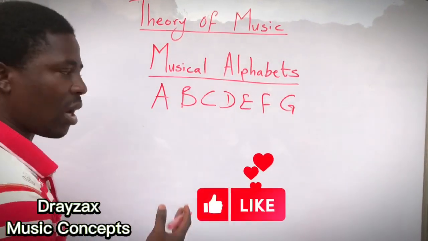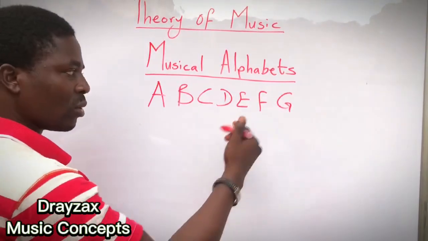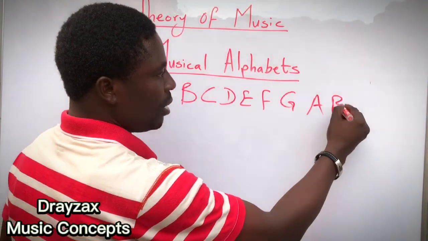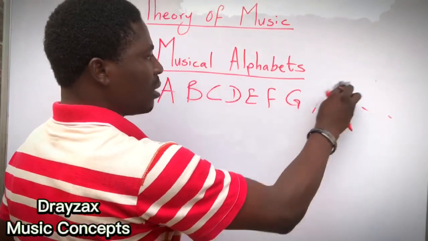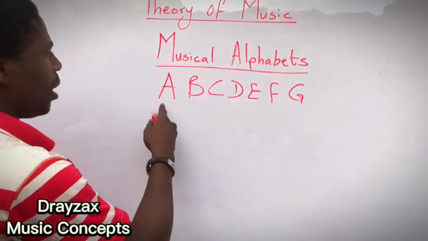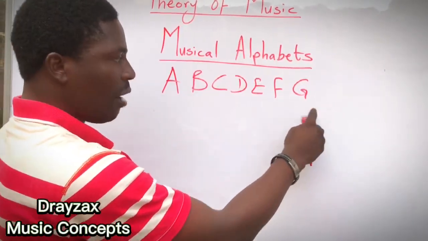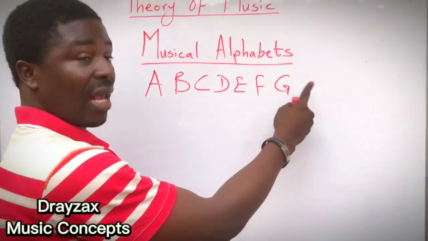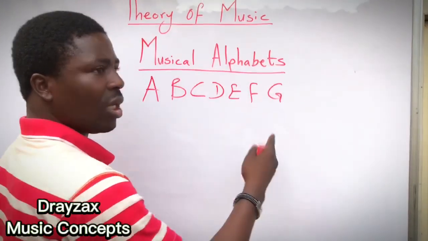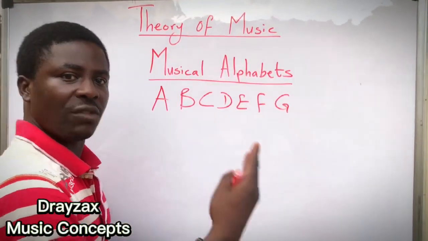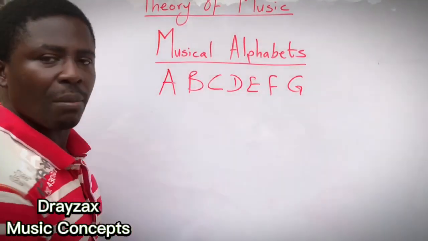In the musical alphabet, we have 7 letters, like I said, A, B, C, D, E, F, and G. After G, you start again from A, B, C, D, E, F, and G, like that. So you can write as many times as possible, A to G, then the next one will be A. After G in music is A, not H. I repeat, after G in music is A, not H. Then you start again from A to G, A to G, and so on. So that is it about the musical alphabet.